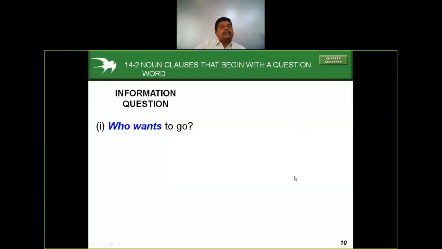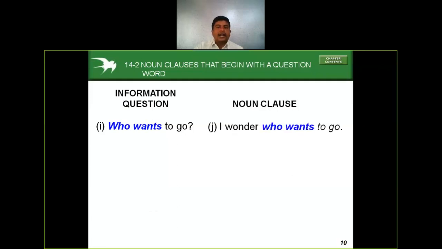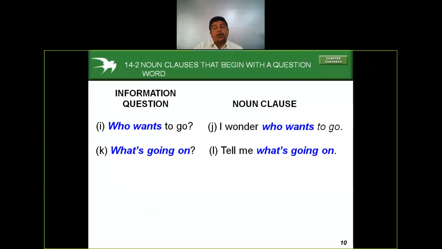Now, we'll continue with the information question. Who wants to go? It's gathering information. The answer is a noun clause: I wonder who wants to go. See, the noun clause always adds up with the WH questioning words. What's going on? It's an information question. Tell me what's going on. See, this is a noun clause, something added over there as a noun.